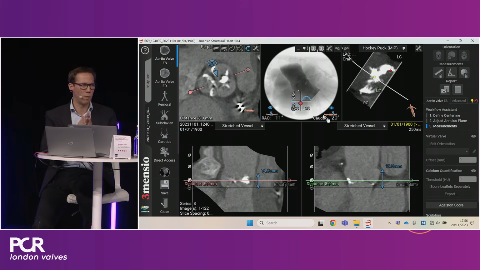Why do we want to do that? We want to make sure that our pre-dilatation is effective, that it really has opened up the anatomy, and it makes the implant much smoother. So maybe with that, Tobias, I'll hand over to you.